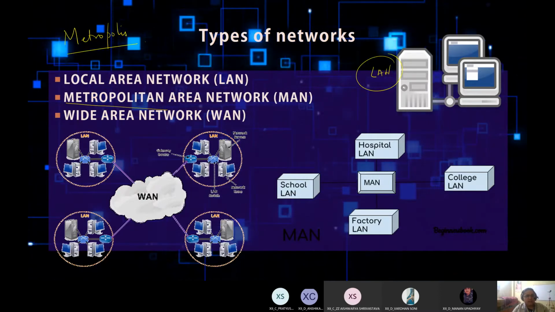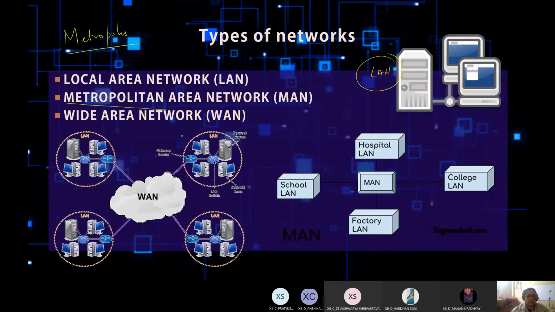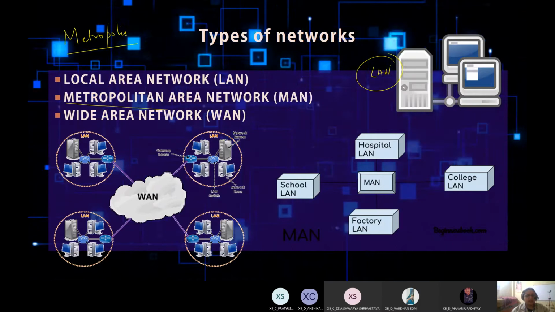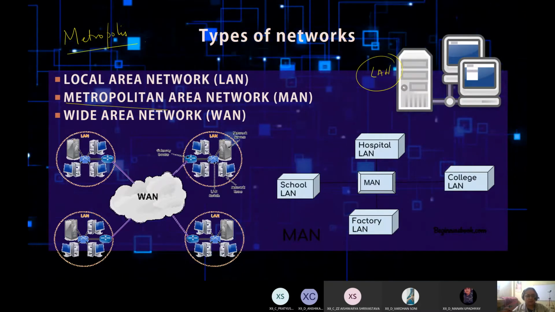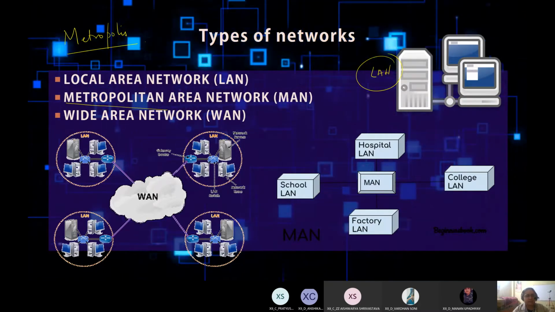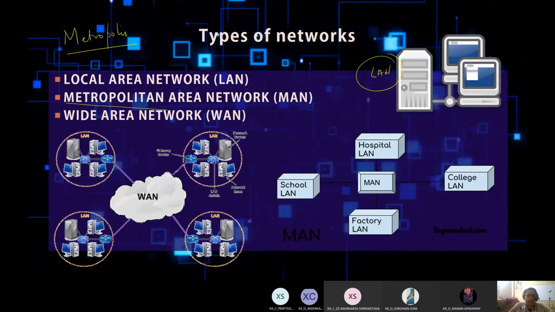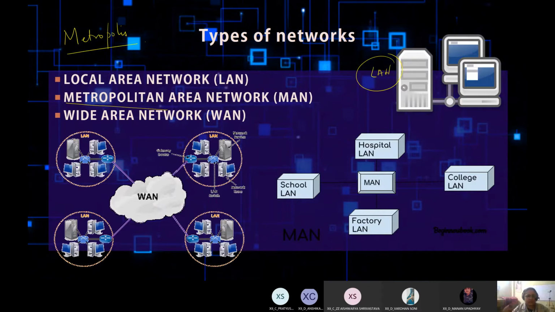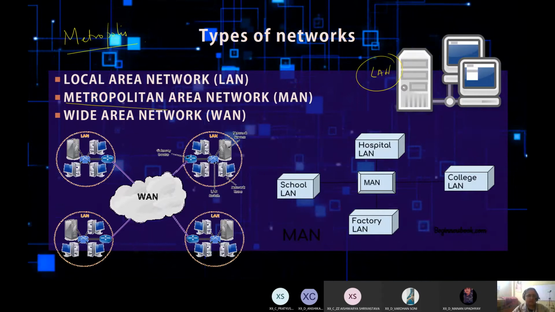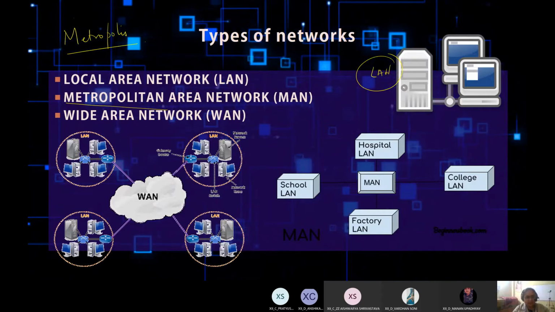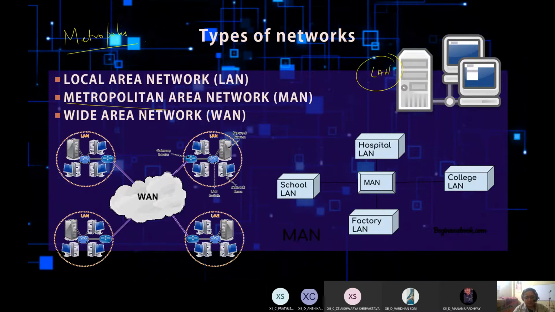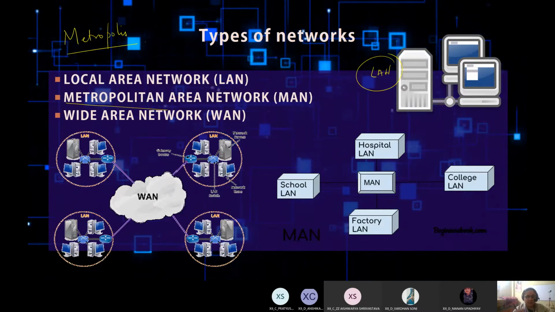Wide area network, or WAN, of course, connects LANs and MANs all over the world. That is over a larger geographical network which extends beyond the periphery of just a city. Even if you connect one city with another city, that comes under WAN. That comes under the vicinity of WAN.